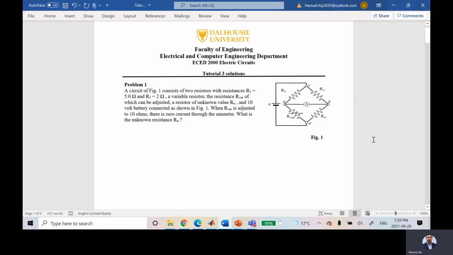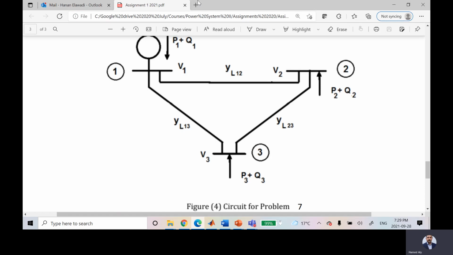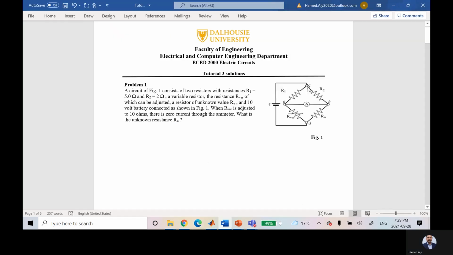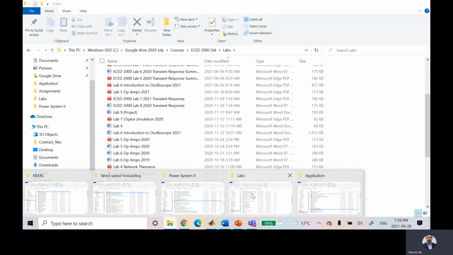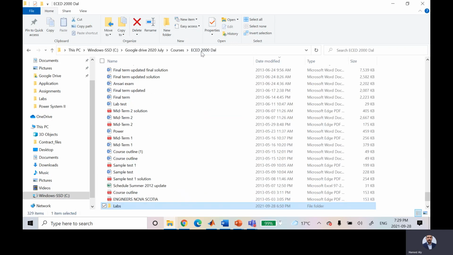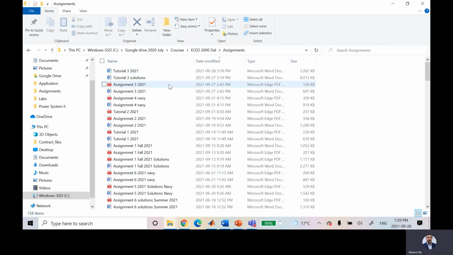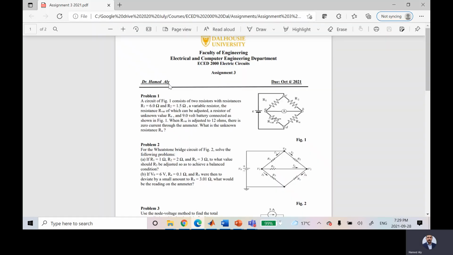So now I'm going to talk about tutorial number 3, which is similar to the assignments that we have. No, not this circuit. Yeah, this is power system. So let me talk about the assignments. This is assignment number 3.